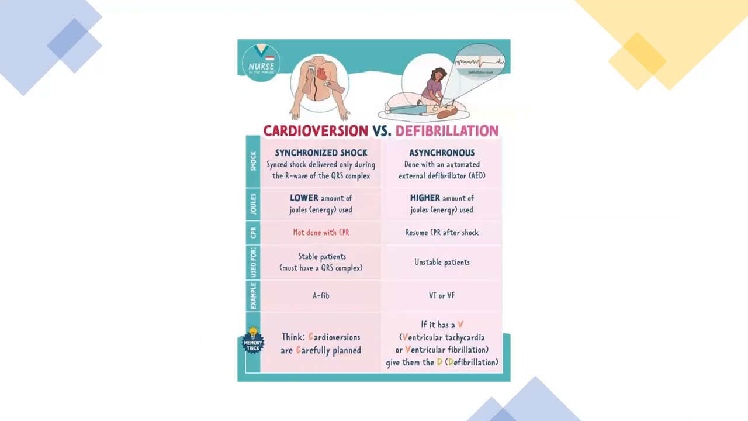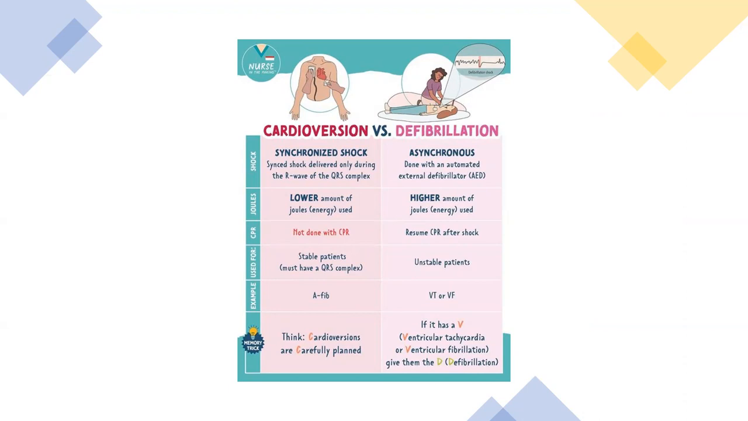This picture is also helpful where you've got your cardioversion versus your defib. Like I said, with cardioversion the shock is synchronized. With your defib, it's unsynchronized, so it's done with just that automatic AED. You've got a lower amount of joules in your cardioversion as opposed to your defib. CPR is not done in cardioversion. Defib resumes CPR after shock.